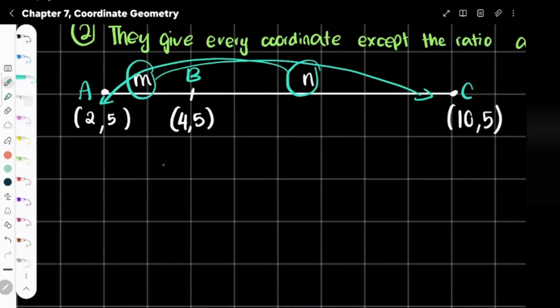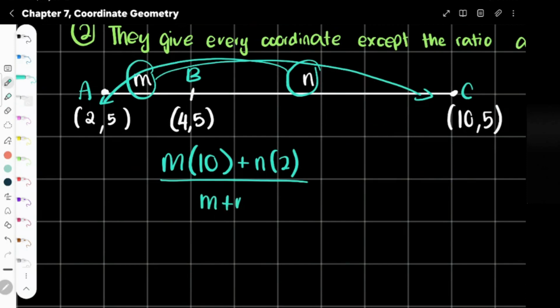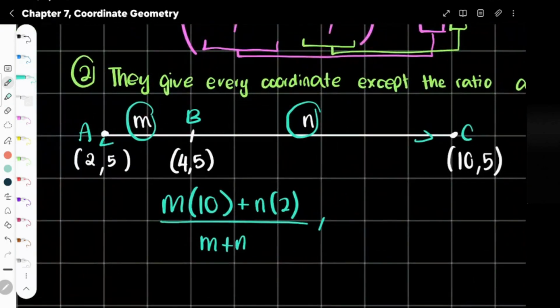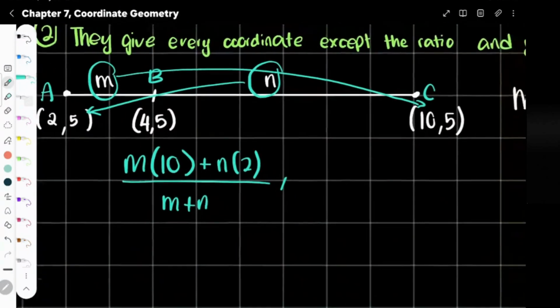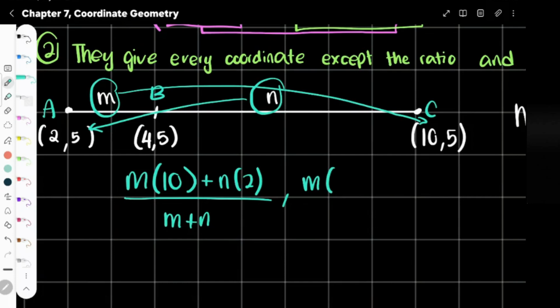So it will be, either way can. I'm just going to do it from left to right. M times 10 plus N times 2, over the bottom one, which will be the ratio plus, but there's no number, so just write M plus N. Then comma. Don't forget this comma. Now do the same thing, except this time you times with the y. So the y will be M times 5 plus N times 5 again, over M plus N. Very simple.